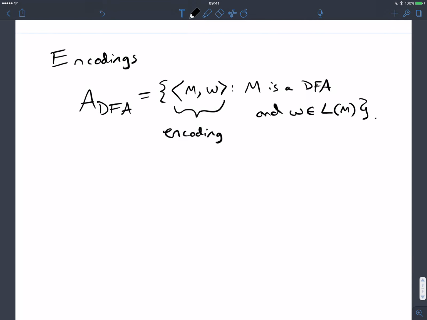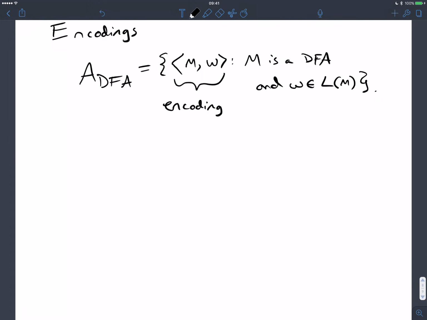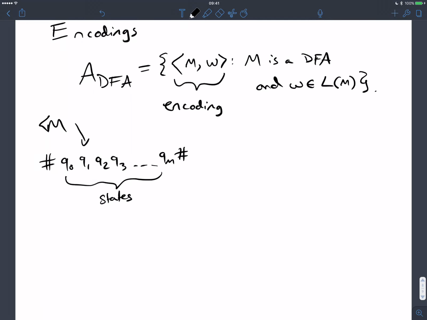For all the Java programmers out there, this is just like a toString, or a repr if you're a Python programmer. So a suitable encoding of a DFA may look like this. We would have, let's say, delimiter Q0, Q1, Q2, Q3, Qm. These are the states. Whenever I put angle brackets around something, that means the encoding of the thing.